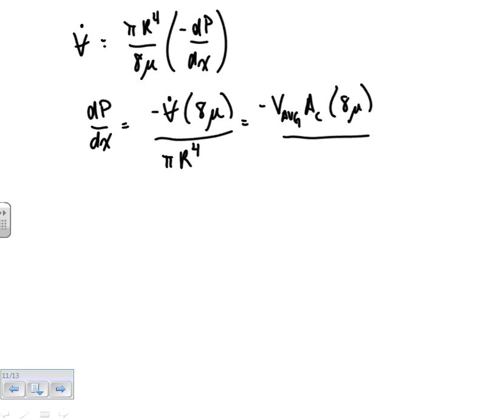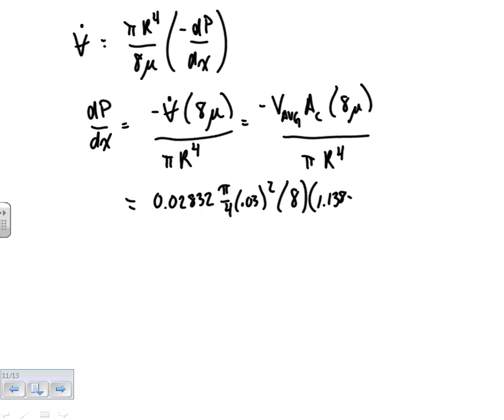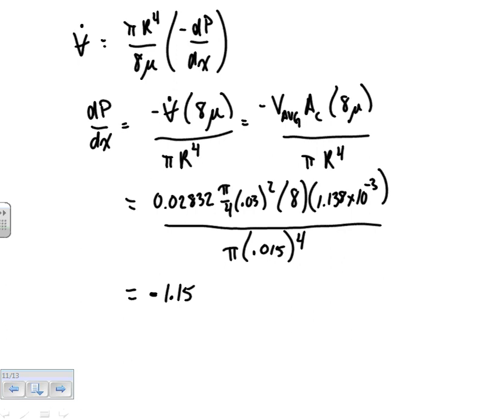So now I can start to calculate everything. V average, 0.02832. My cross-sectional area, pi over 4 times the diameter, 0.03 squared, times 8 times mu, 1.138 times 10 to the minus third, all divided by pi times the radius, 0.015 raised to the 4. And that gives me my pressure gradient. It happens to be a negative 1.15 pascals per meter.